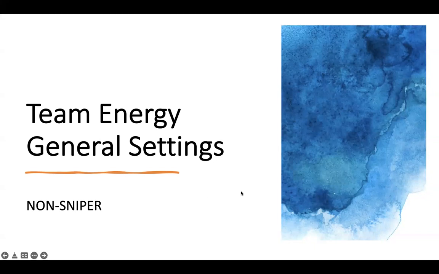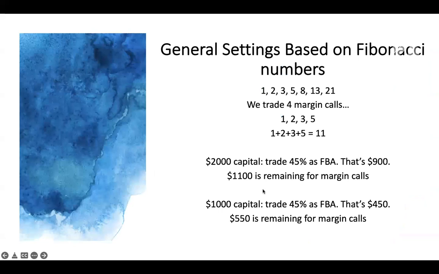Remember, the former general settings was the 248 method, 3 margin calls. But we decided to tweak this a little bit so that we can maximize results. The general settings are based on Fibonacci numbers, and Fibonacci numbers, as you all know, and we've explained this in a former video, are 1, 2, 3, 5, 8, 13, 21, where one number is based on the addition of the two previous numbers. So apart from 1 and 2, the others are based on that calculation.